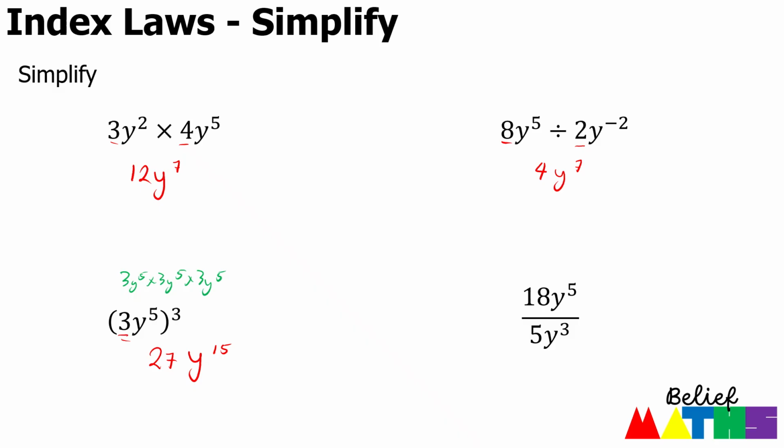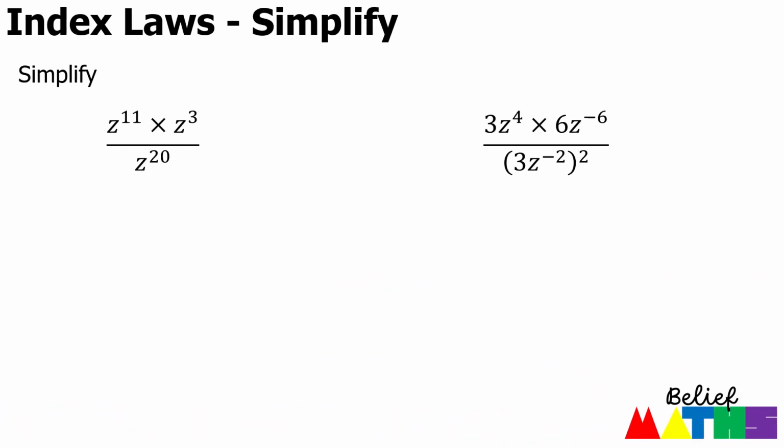And then finally here, we can't divide 18 and 5. We can subtract these powers. There's 5 on the top, there's 3 on the bottom, so we're left with 2 on the bottom. So we end up with 18y squared over 5, which we can leave as our answer. We don't need to write it as a decimal. It's usually preferred to write your answer as a fraction. Now those were simplified.